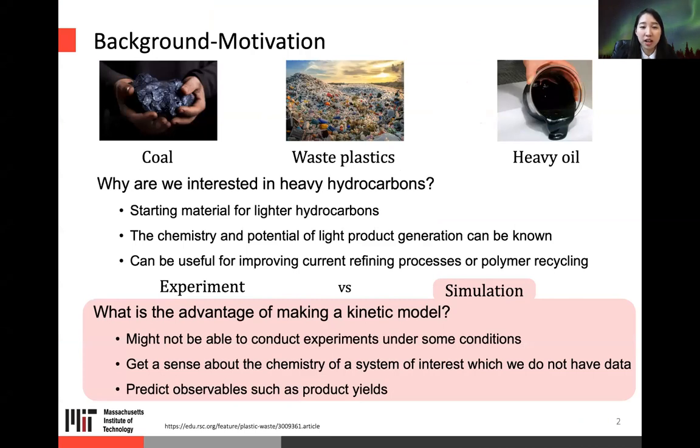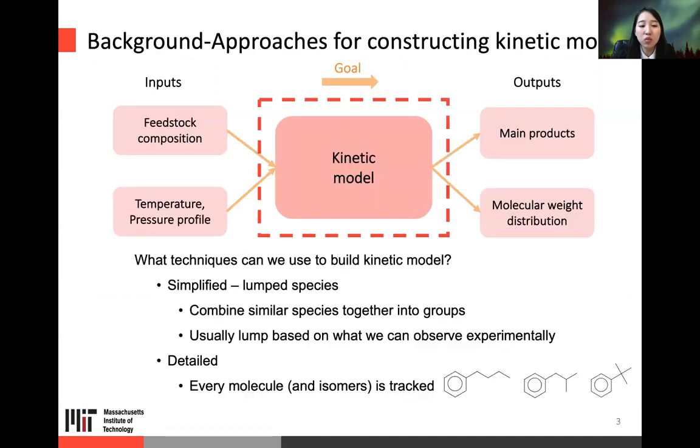One of the reasons is that it's the starting material for lighter hydrocarbons, and it will be useful for improving the current refining process or polymer recycling process. And instead of doing experiment directly, what's the advantage of making a kinetics model? Sometimes it might not be possible to conduct experiments under certain conditions. And we can get a sense of the chemistry of a system of interest, which we do not have the data by hand. And what techniques can we use to build kinetic model?